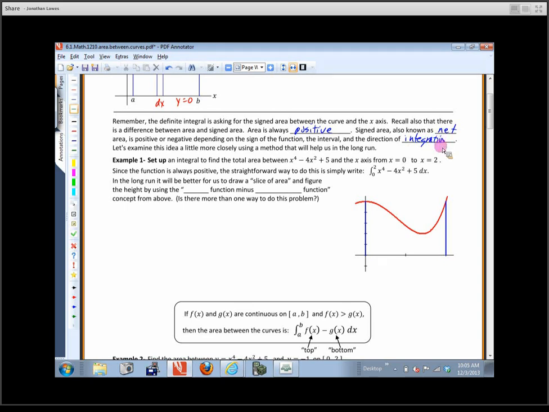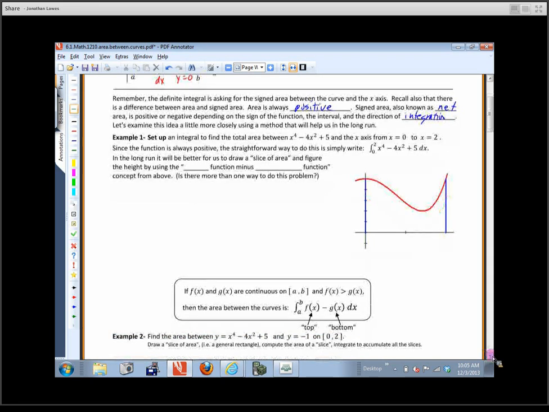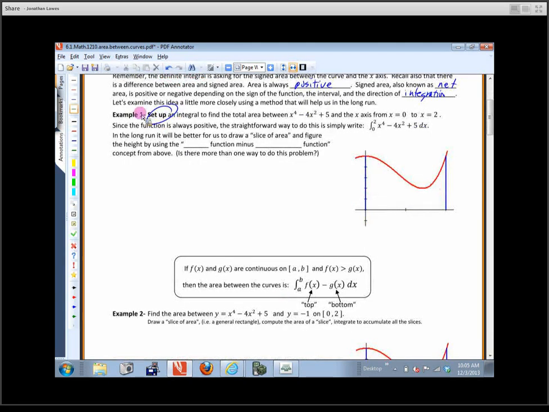Okay, so we're going to look at this a little bit more closely. We're not actually going to evaluate this, but we're just going to set up an integral to find the total area between this function right here and the x-axis from x equals 0 to x equals 2. Because this function is always positive, and I've got a picture of what this looks like right here, we don't have to pull out our graphing calculators or anything. The easiest way to do this would be to say, I'm going to add up this area right here by using a definite integral from 0 to 2. Start slicing this up at 0 and stop slicing at 2 for that function right here. Here's the height and there's the width.